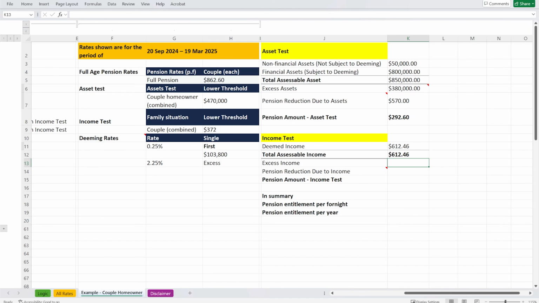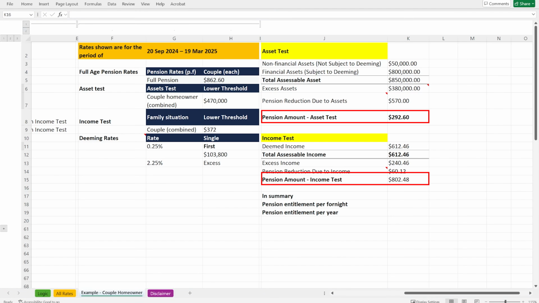Because this amount is above the lower income threshold for a homeowner couple that don't qualify for the full age pension, the excess income is $240 per fortnight. Under the income test, for every $1 above the lower threshold, each member of the couple's pension is reduced by 25 cents per fortnight. Based on this, age pension entitlement under the income test would be $802.48 per fortnight. Since John is under 67, he is not yet eligible for the age pension, so this amount reflects Jenny's entitlement under the income test.